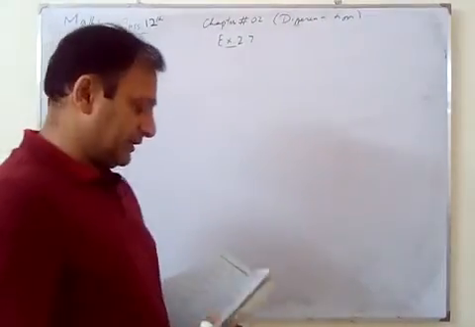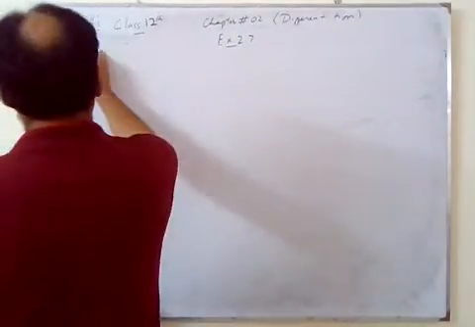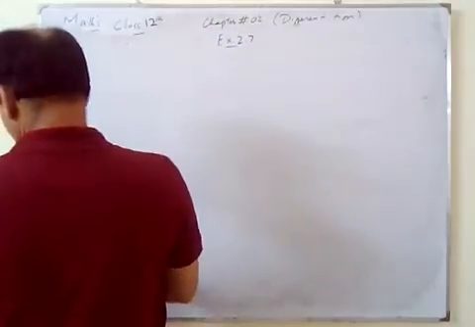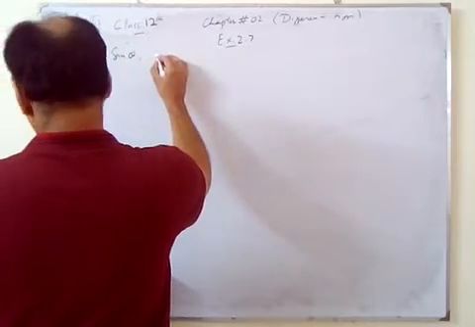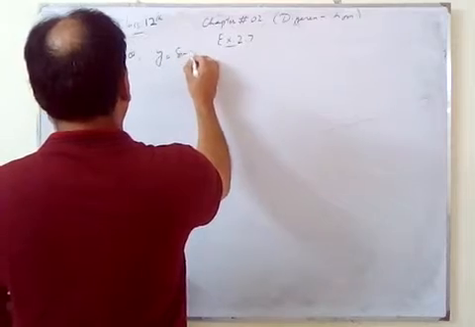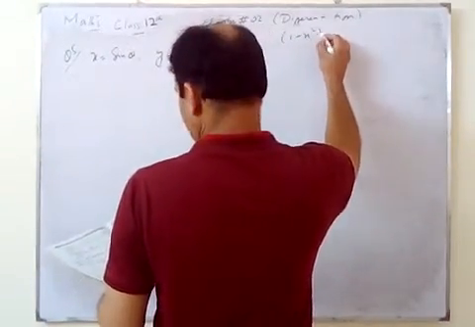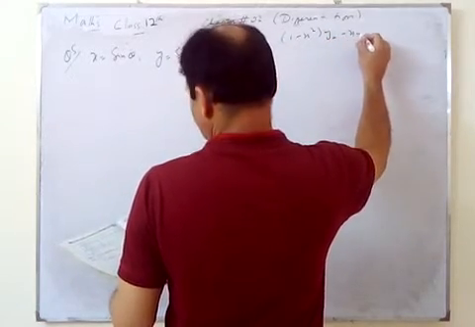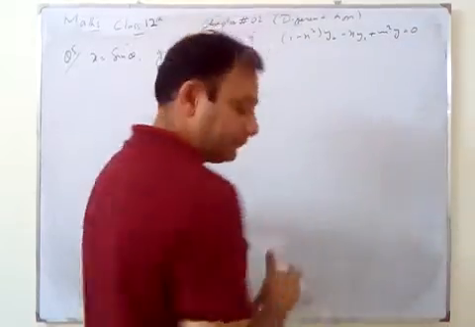There are 4-5 questions remaining, and all of them are "show that" or "prove that" questions. So the first is the fifth question: x is equal to sin theta and y is equal to sin m theta, and we have to prove that (1 minus x square) y2 minus x y1 plus m square y is equal to 0.